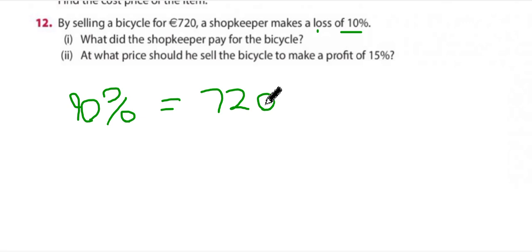€720. Did you buy it for more than 720 or less than 720? You bought it for more because you made a loss. Do you get what I'm saying? You bought it more expensive than you sold it. So that means our answer has to be bigger than 720, right? Our answer has to be bigger than 720.